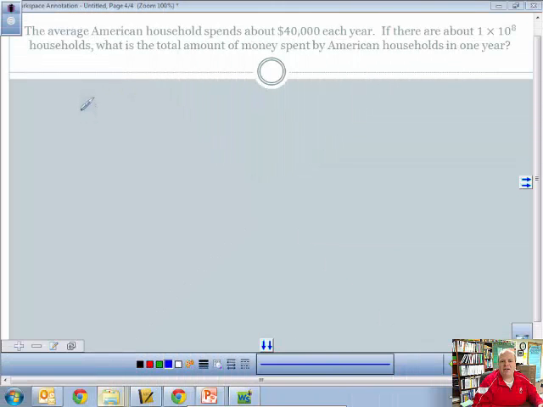Okay, it says the average American household spends $40,000 each year. If there are about 1 times 10 to the 8th households, what is the total amount of money spent each year by the American households in 1 year? Okay, well, so I have 40,000. If I want this written as a power of 10, it's going to be 4 times 10 to the 4th. Okay, now all I have to do is simply multiply this times 1 times 10 to the 8th.